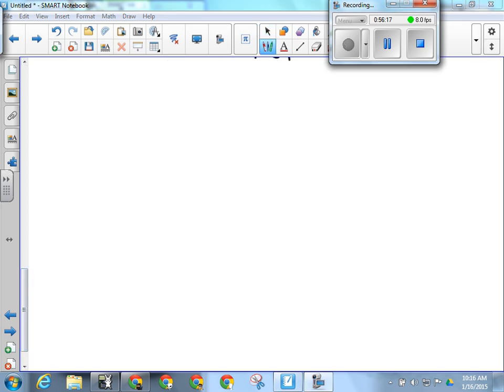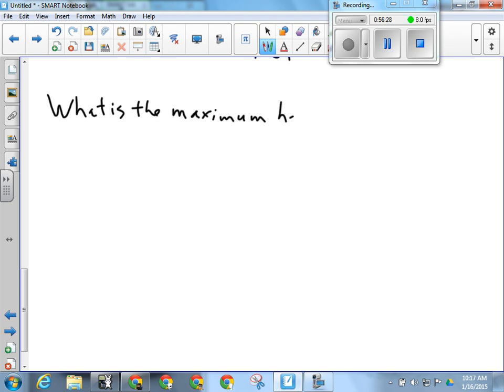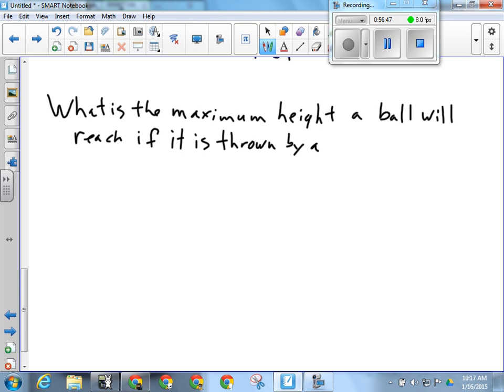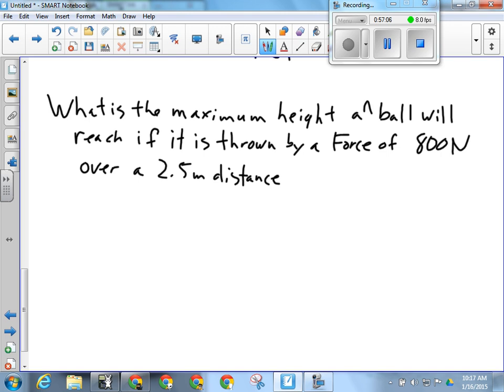Okay, so let's say I have this. Let's say it's thrown by a force of, let's say, 800 newtons, over a 2.5 meter distance. And we'll say that it is a 0.75 kilogram ball.